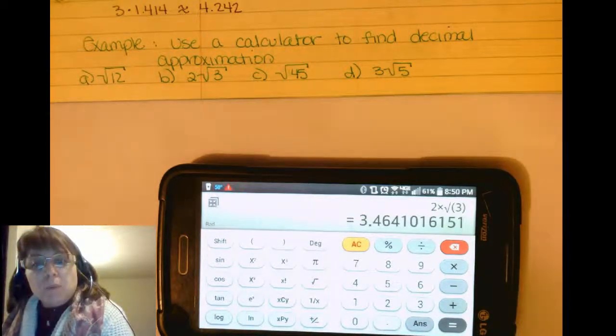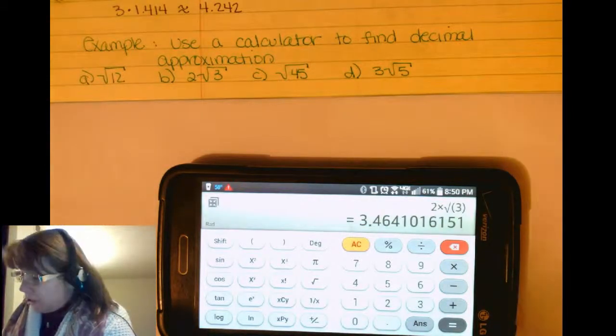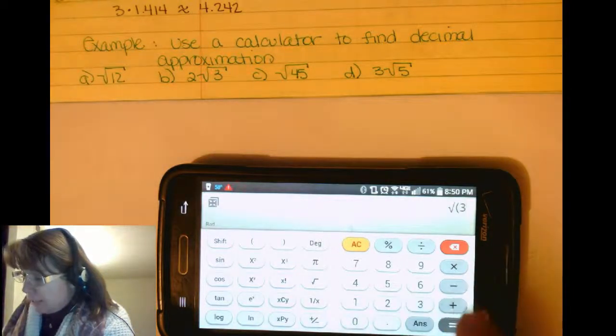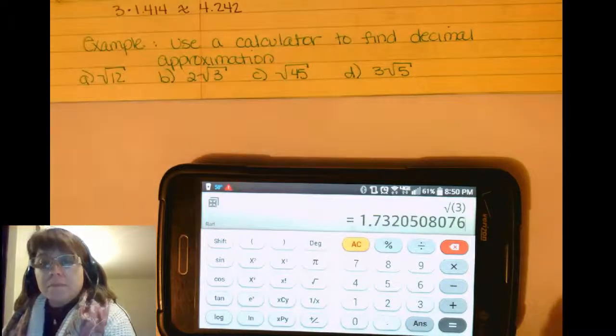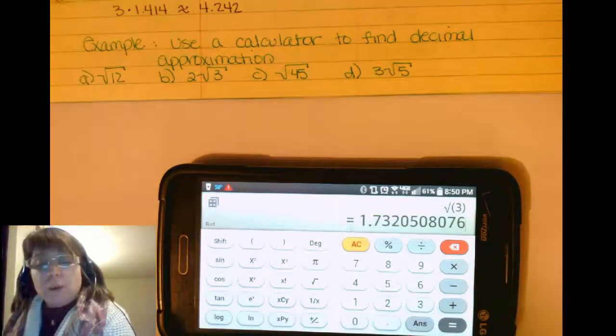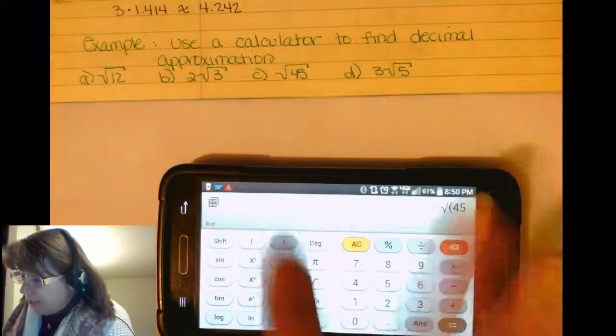That's going to be 3.641, and so on. If I wanted to know just what the square root of 3 is, I could say the square root of 3 is approximately 1.73. But since I am plugging this into the calculator, I can do the whole entire equation at one time. So let's try the square root of 45.